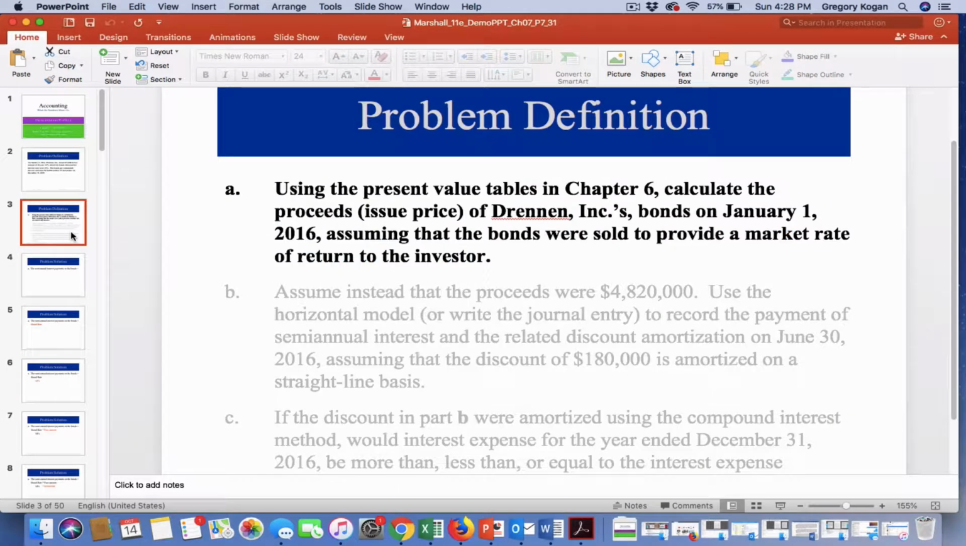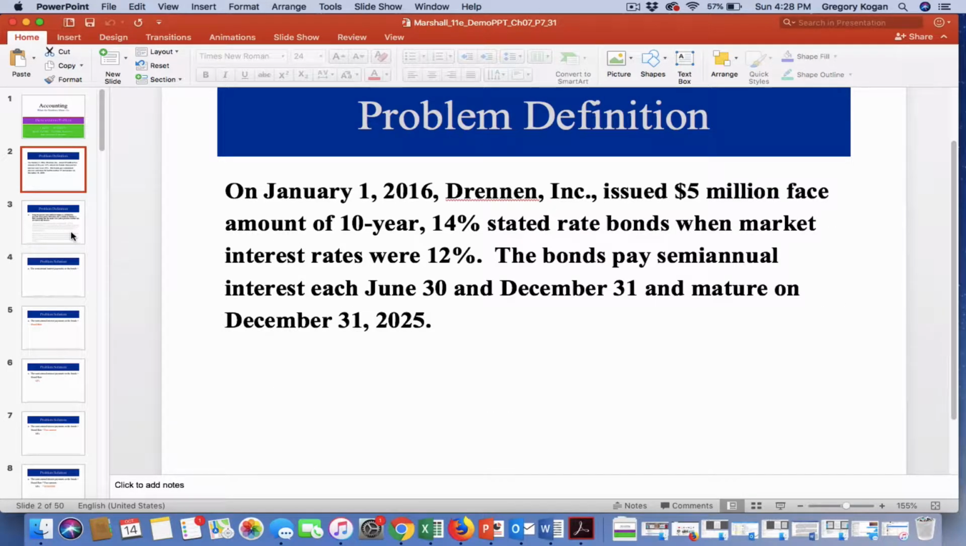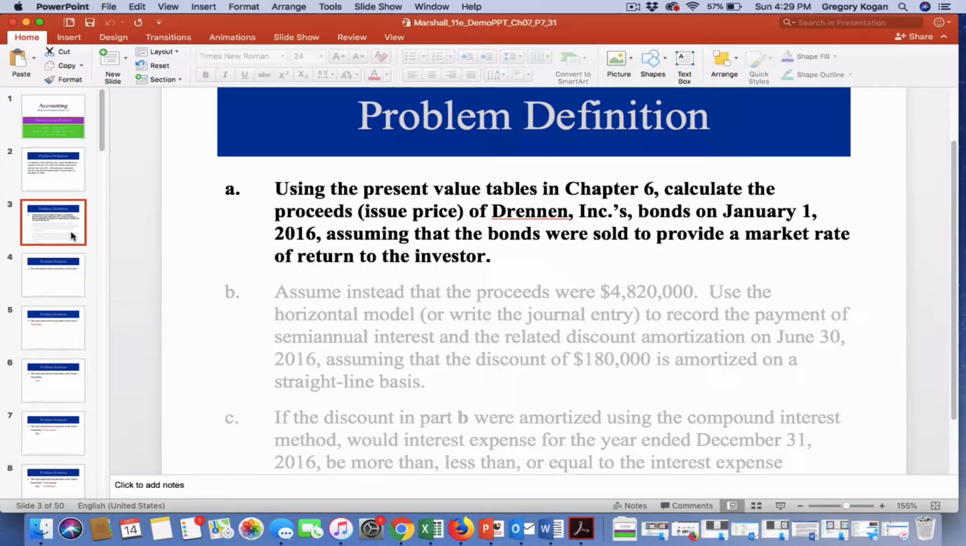So the question is, using the present value tables, chapter 6, calculate the proceeds, the issue price, which means what is the issue price? In other words, did the bond issue for 5 million? Or maybe it issued for less than that. So we have to look at the present value of the bond, and it's something that we can actually calculate by doing the net present value of all the future payments.